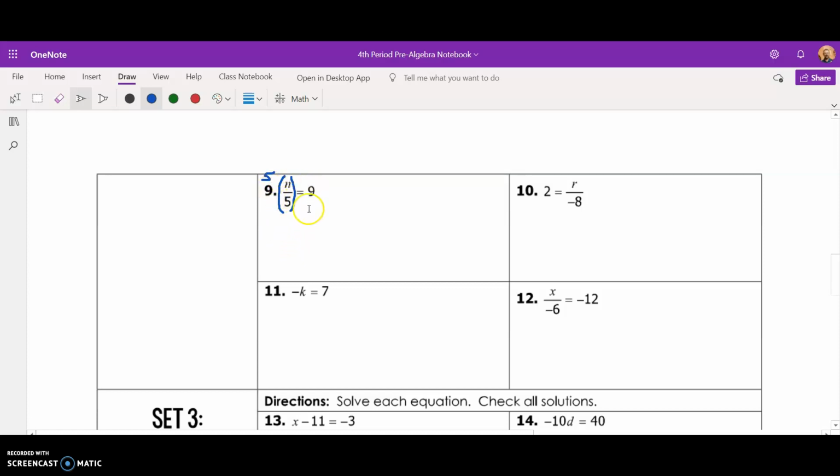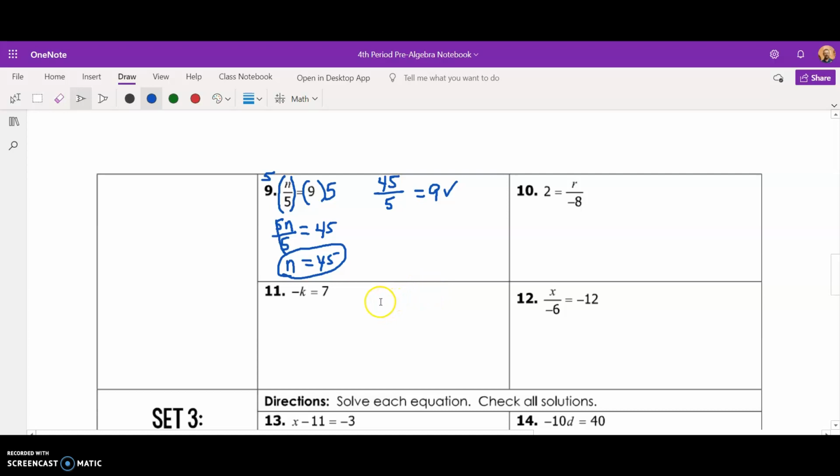On the left side, we multiplied by 5. On the right side, we're going to multiply by 5. So here we see 5 times n would be 5n over 5, or divided by 5, equals 45. And 5n divided by 5, those divide out, leaving me with just the n, equals 45. Now let's see, does that actually work? Is 45 divided by 5 9? That is a true statement. Therefore, our solution is n equals 45. Okay, guys, I'd like for you to pause the video and try number 10.